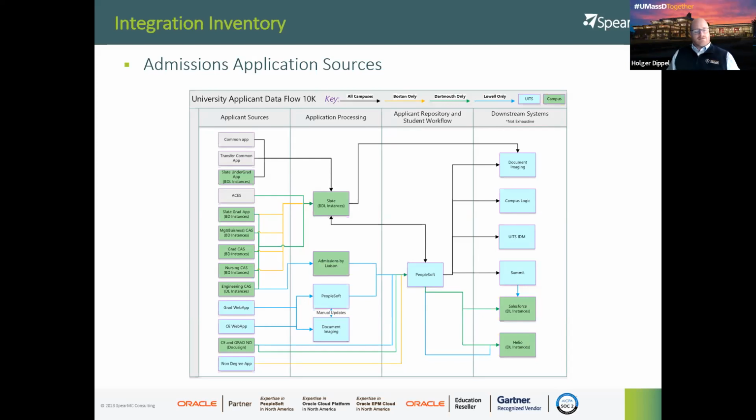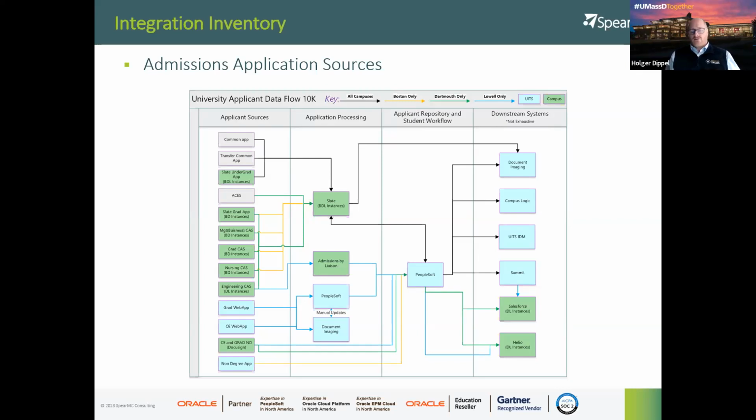On the left-hand side, you see the incoming application sources. Dan already mentioned that we have Common App. We have the typical application intake sources, Common App transfer, Common App. We have ACES for the law school that's specific to the Dartmouth campus. Boston and Lowell don't have a law school. Then we started looking at other sources with Slate in mind. We also built out the Slate internal application form.